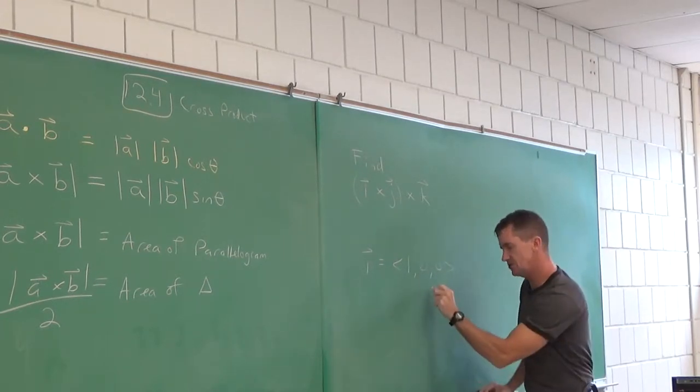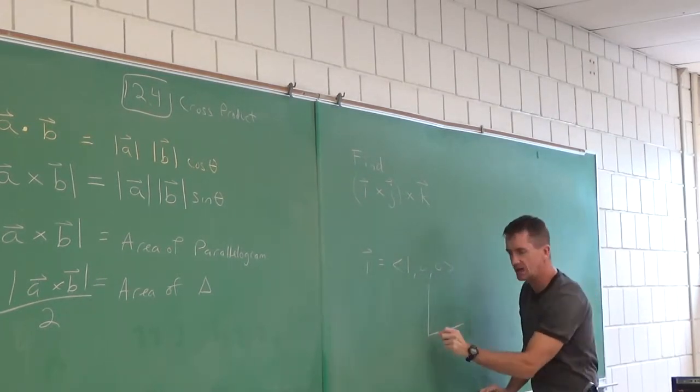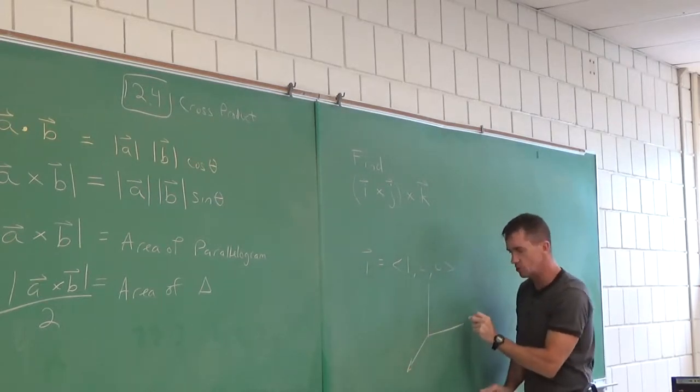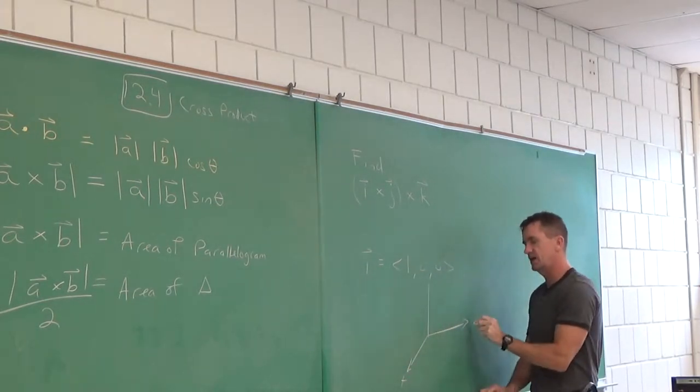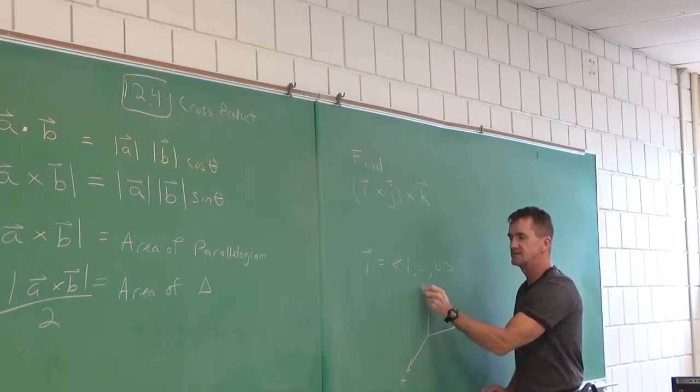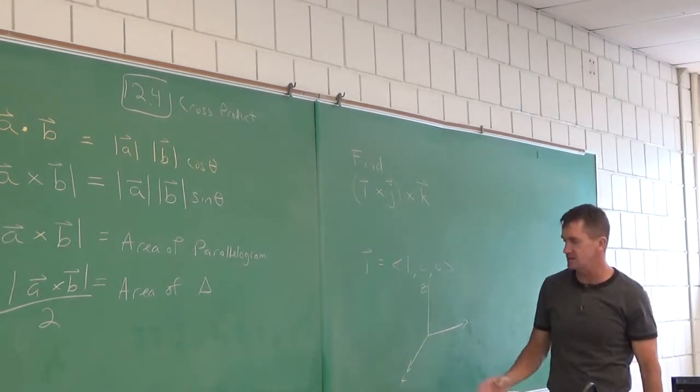Let's draw a picture so we can visualize vector i. Throughout this whole course, this is the x-axis. That's the y-axis. That's the z-axis. Now, you can throw a vector anywhere, but let's say I threw it from the origin.